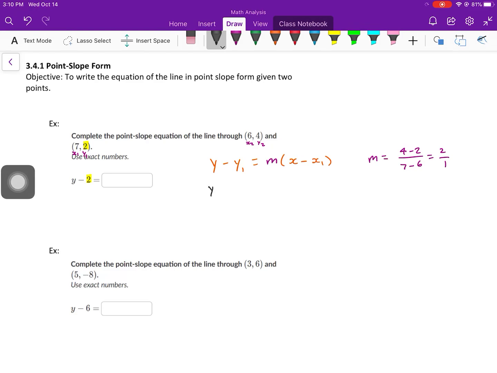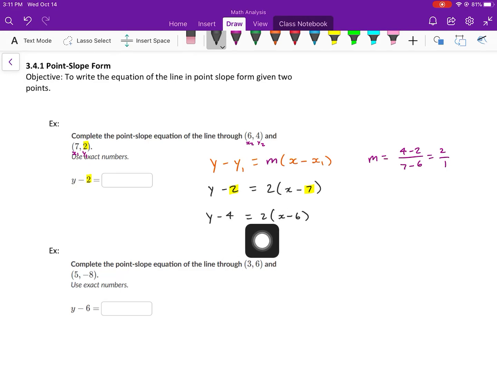So y minus 2 equals, the slope is 2, times x minus 7. So that's using this point. If you use the other point, you would get y minus 4 equals 2 times x minus 6. But that's what I'm saying. If you look at that 2, that's going to be 7 there. So both of these represent the same exact line. If I put both of those into Desmos, they'll be exactly the same line.